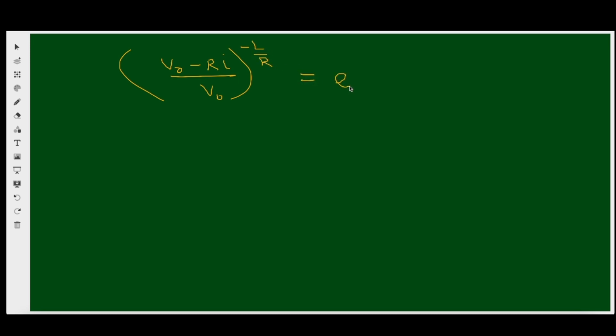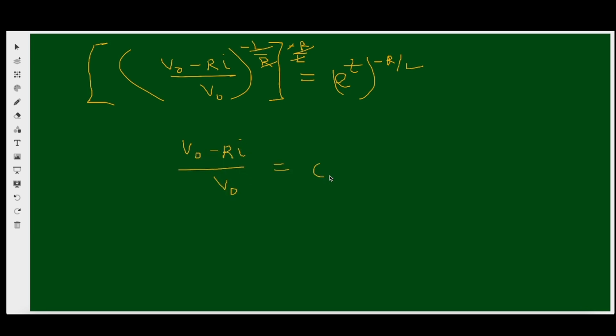It will be equal to e raised to the power t, right? If we raise both sides to the power of minus R over L, minus R over L, this cancels this, this cancels this, minus cancels minus. So we have (V naught minus Ri) over V naught equals e raised to the power minus Rt over L.